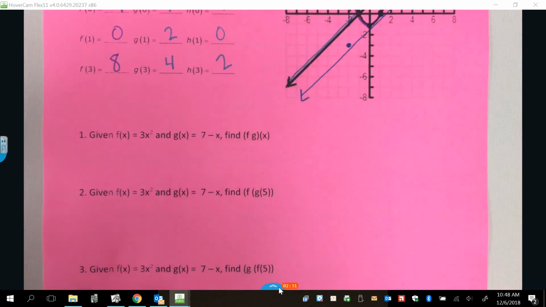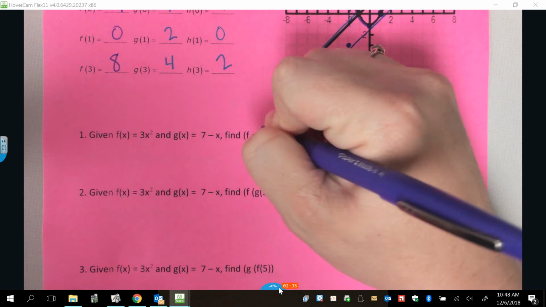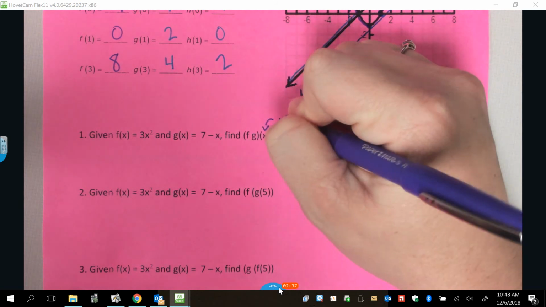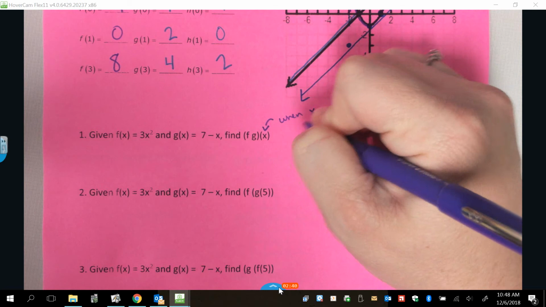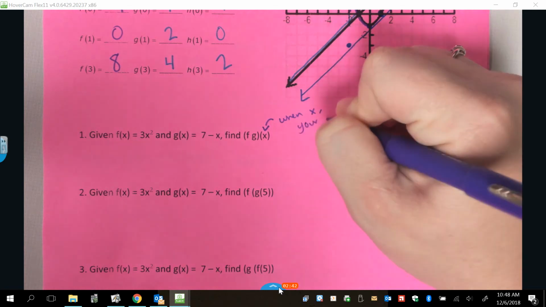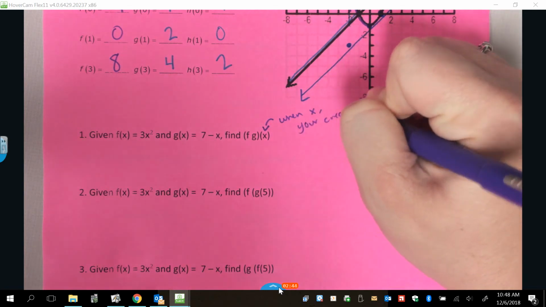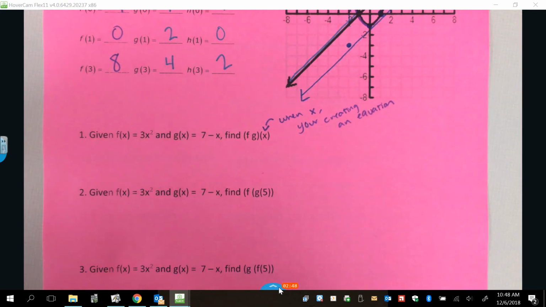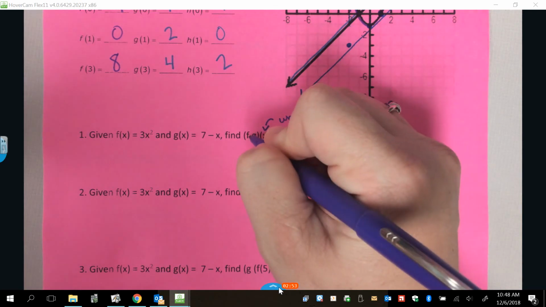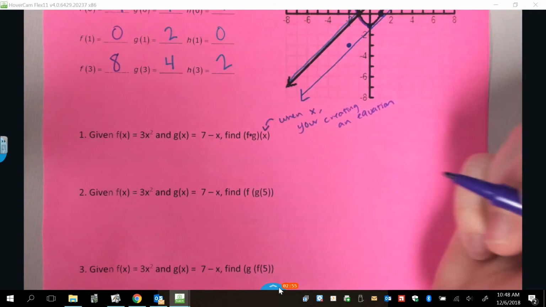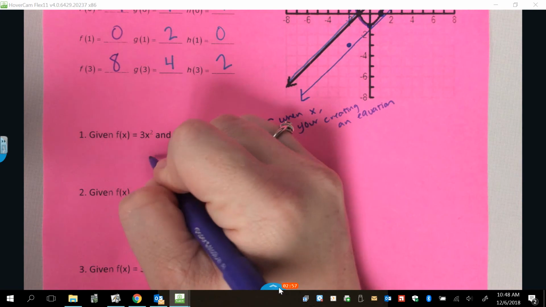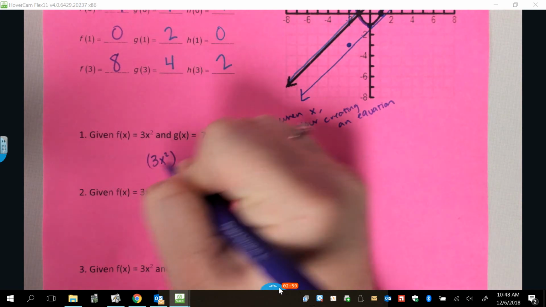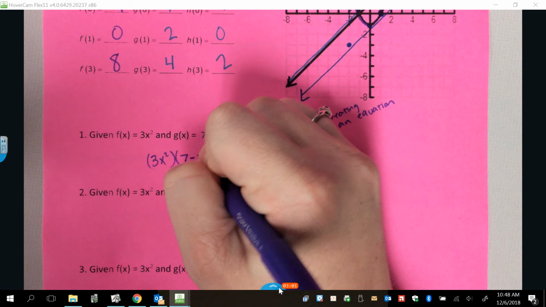A big reminder I want y'all to remember is that when there's an x, you're creating an equation. Okay, it's when it's an x, you're creating an equation. So when there's nothing, remember that's like a closed dot, so it's multiply. Okay, so we're going to multiply 3x squared times 7 minus x.